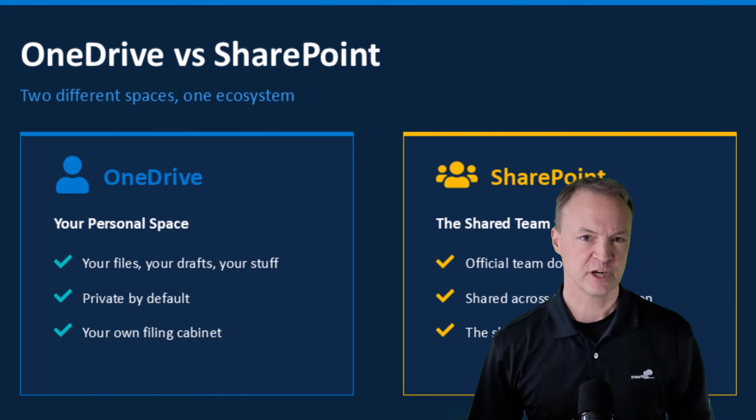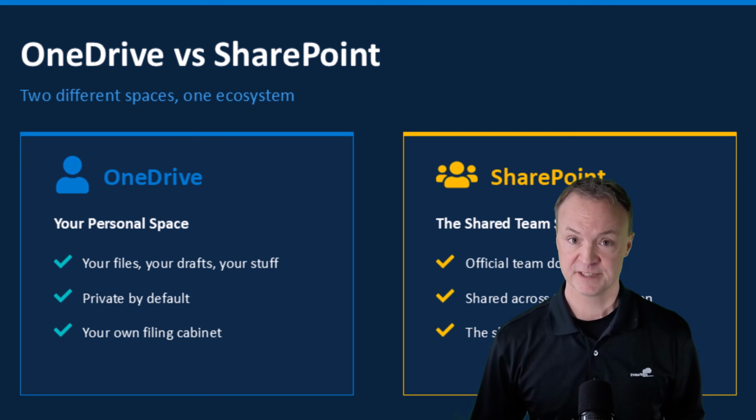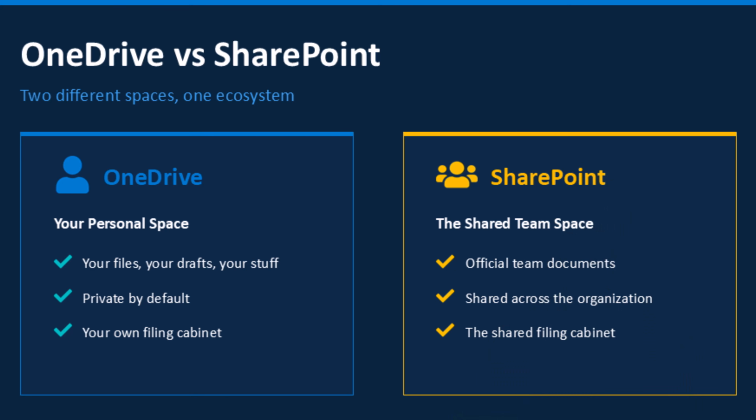Now, if you've heard of SharePoint, you might be wondering what the difference is. OneDrive is your personal space, so these are your files, your drafts, your stuff. SharePoint is the shared team space, the official documents your whole team accesses. OneDrive is your filing cabinet. SharePoint is the shared one in the office.